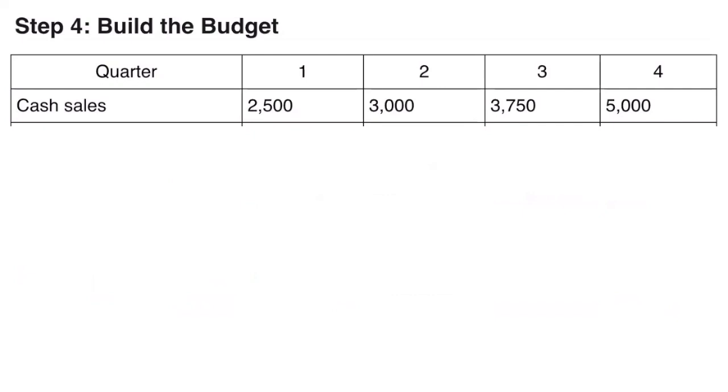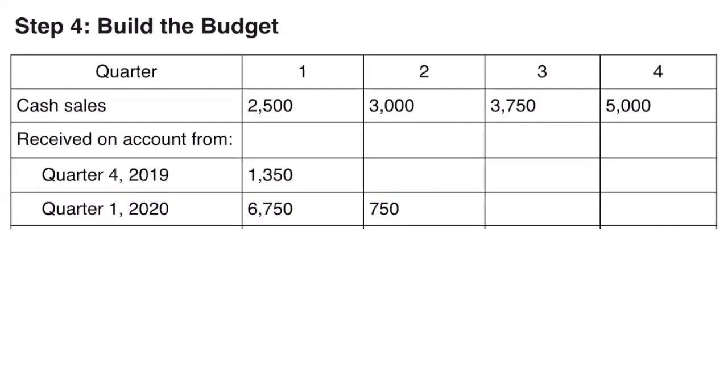Last step of the accounts receivable collections is building the budget. Row 1 is cash sales, found by using the numbers we used in step 2. Row 3 is the amount from quarter 4 in 2019, which is included in quarter 1, as that's what the question told us to do. And row 4 is the amount from quarter 1 in 2020. Again, keeping in mind that one number is for during the quarter and another number is for following quarter.